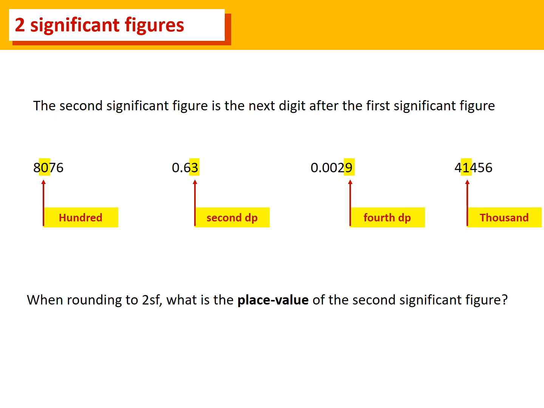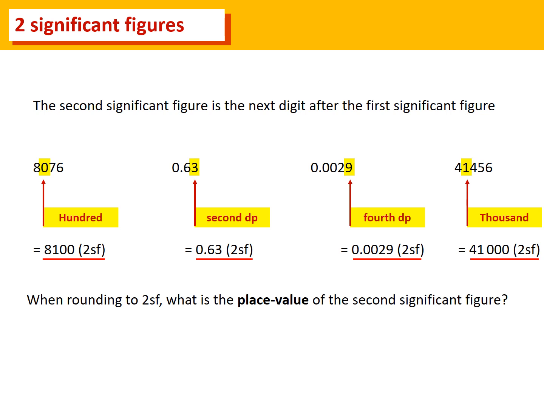So, when rounding off that first number to the nearest 100, that number's between 8,000 and 8,100, and it's nearer to 8,100. In the second number to 2 decimal places, well, that's just 0.63. To round off to 4 decimal places in the third number, that would just be 0.0029. And finally, to round the 4th number off to the nearest 1,000, that's between 41,000 and 42,000, but it's actually nearer to 41,000.